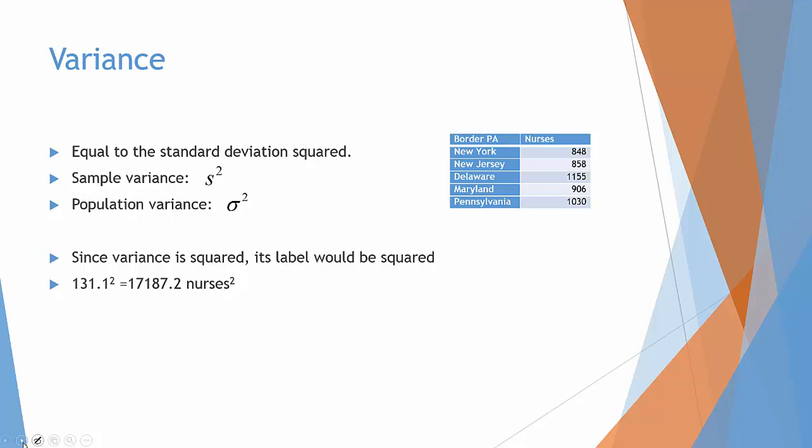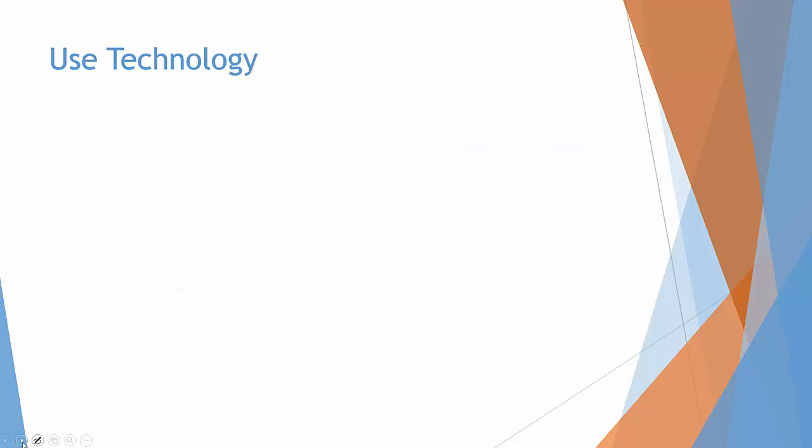So the challenge with variance is that the squared label doesn't always make sense, and it's not always realistic. Because of that label being squared, we do not end up using variance nearly as often and will not use it a lot in this course. It does have some value in statistics as a whole, and that's why we even talk about it, but we will focus on standard deviation in this course.